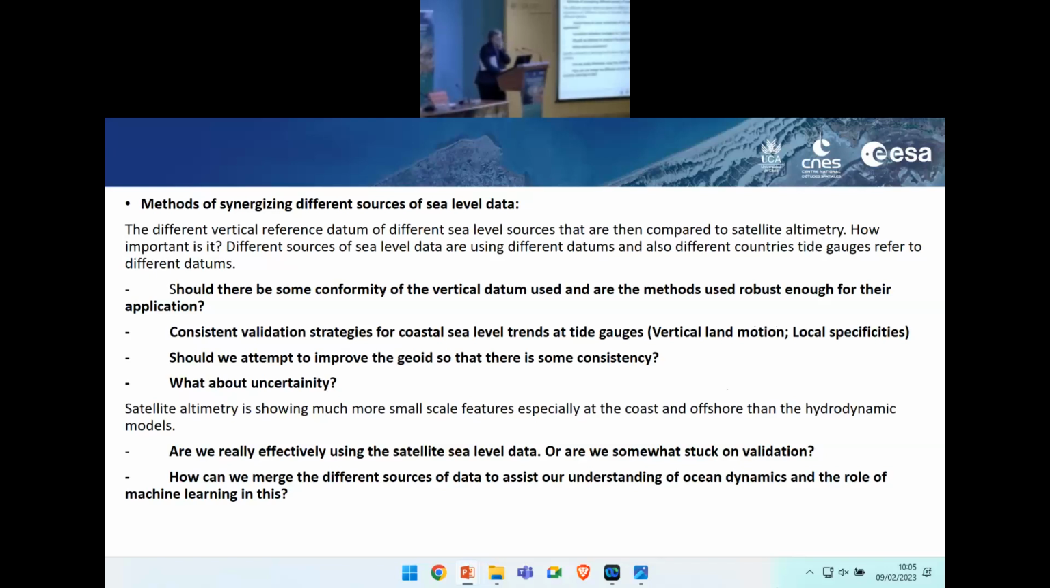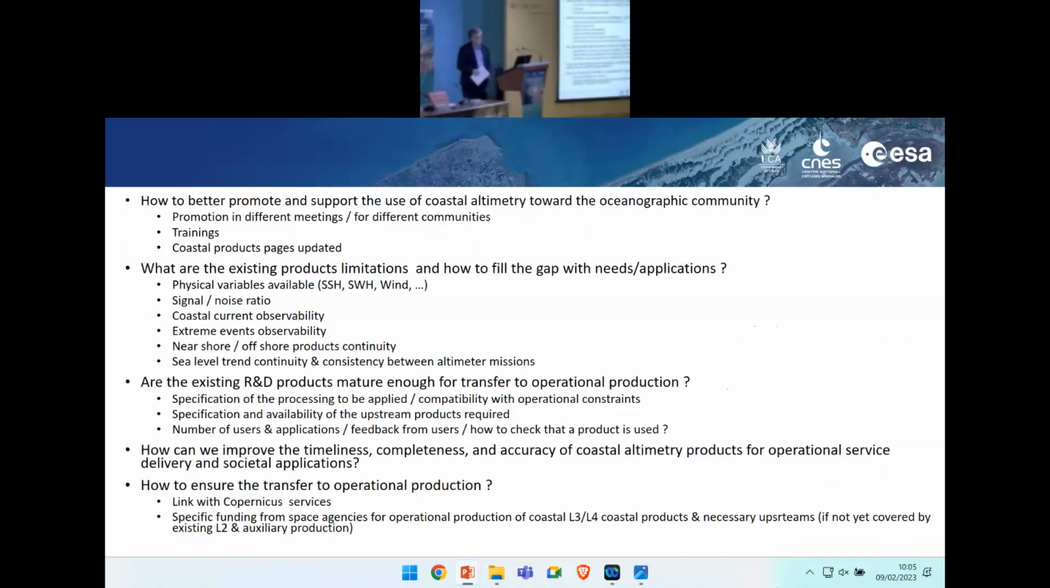I think that's a very important point, and we could eventually give a big push to the adoption and use of coastal altimetry data. So really bring all the research and development that we've seen in these workshops over the years to full fruition towards the users. So that's a crucial point.